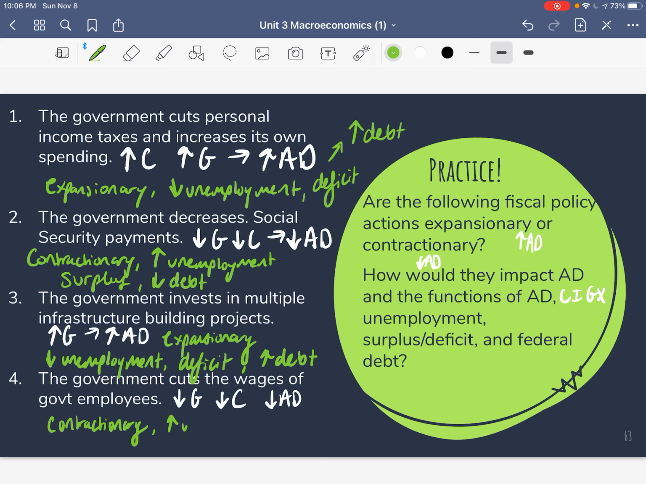That's actually going to increase unemployment, even if they're trying to bring down price level. But the positive part is we might end up spending less than what we bring in because we're saving some money. So that could put us into surplus and decrease the debt.